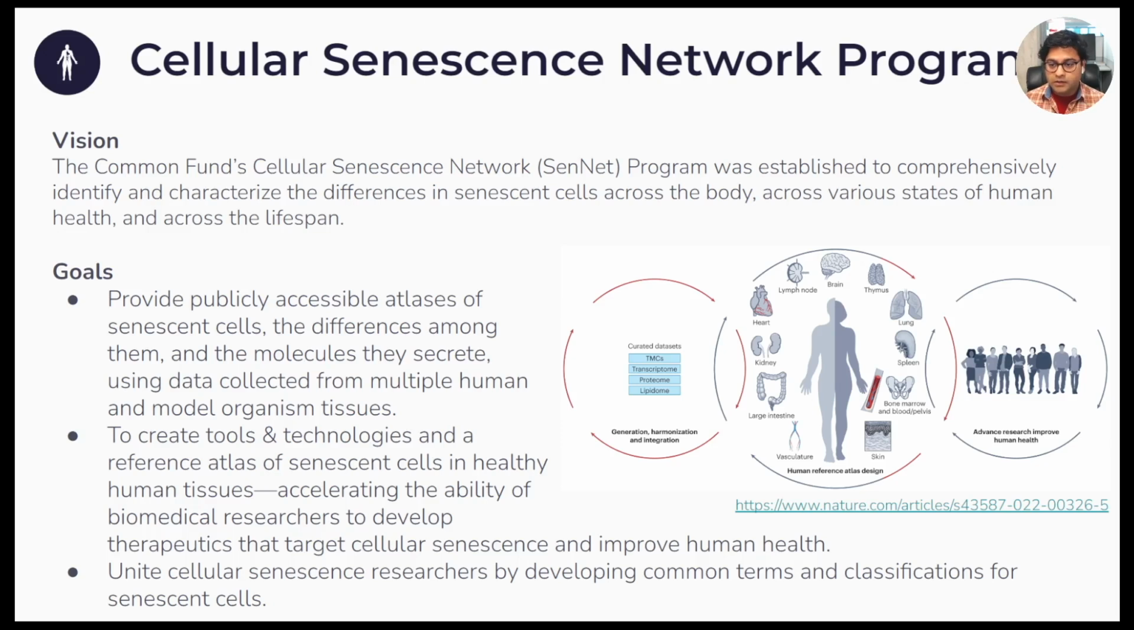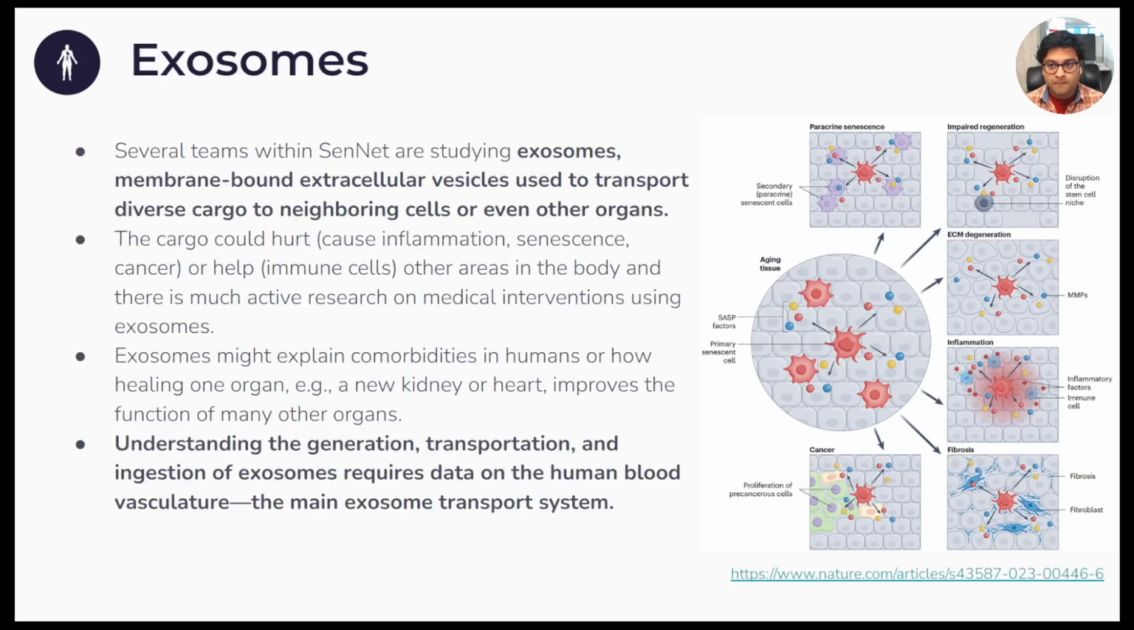The goal of the project is to provide publicly accessible atlases of senescent cells, the differences among them, the molecules they secrete, using data collected from unique multiple human and model organism tissues. Secondly, to create tools and technologies and a reference atlas of senescent cells in healthy human tissues. And finally, to unite cellular senescence researchers by developing common terms and classifications for senescent cells.